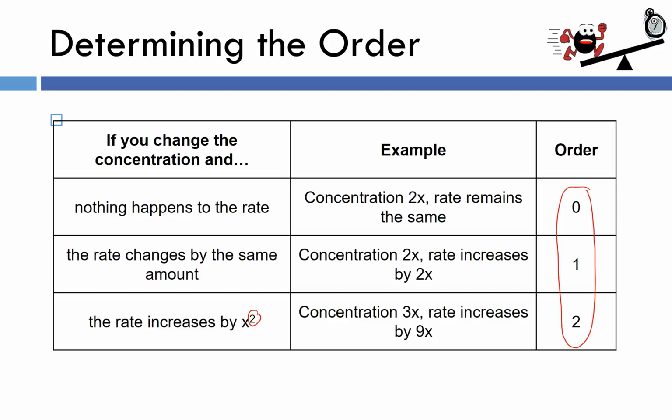If we change the concentration and there is no effect on the rate, we call that 0 order. Change the concentration and the rate changes by the same amount, first order. And if you change the concentration and the rate increases by a factor of x squared, we call that second order. And these are the 3 orders that we're going to be using most frequently at this point in time.